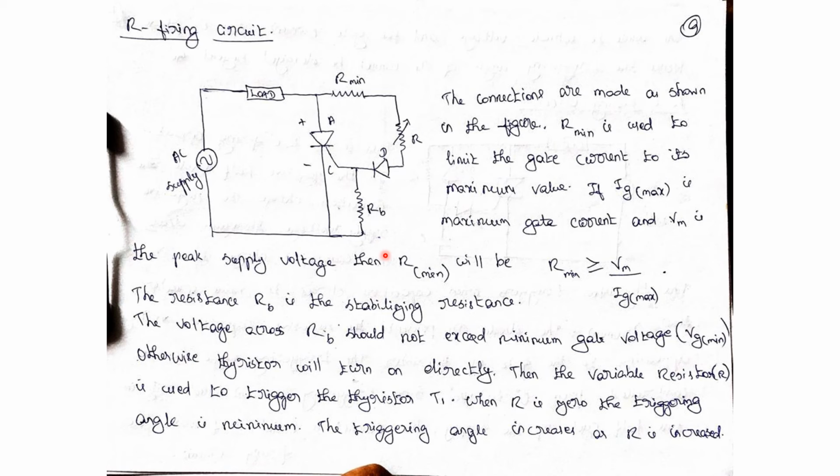Then why are we using this stabilizing resistor? The stabilizing resistor will take care that the voltage should not exceed the minimum gate voltage. Otherwise, that thyristor will turn on. So the voltage should not exceed the minimum gate voltage. Otherwise, the thyristor will turn on immediately. For that we are using the stabilizing resistance.